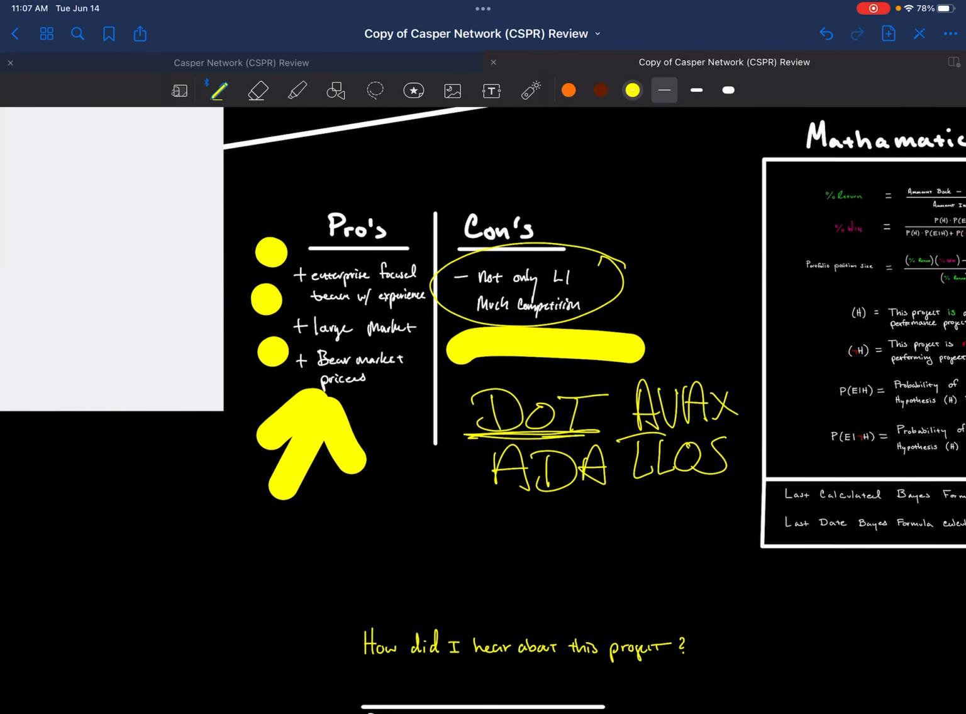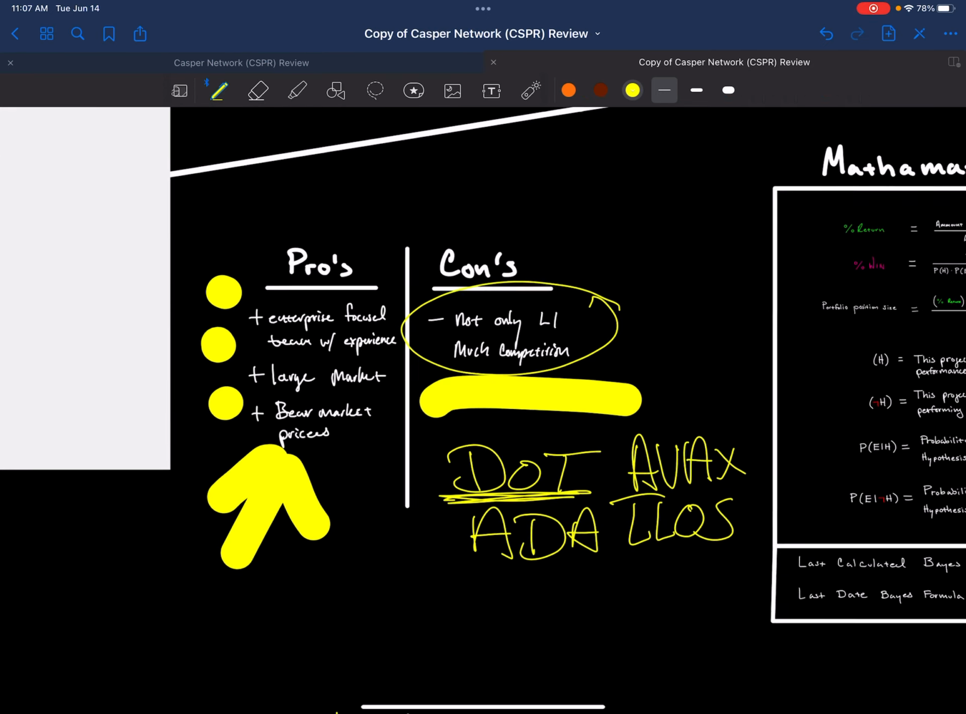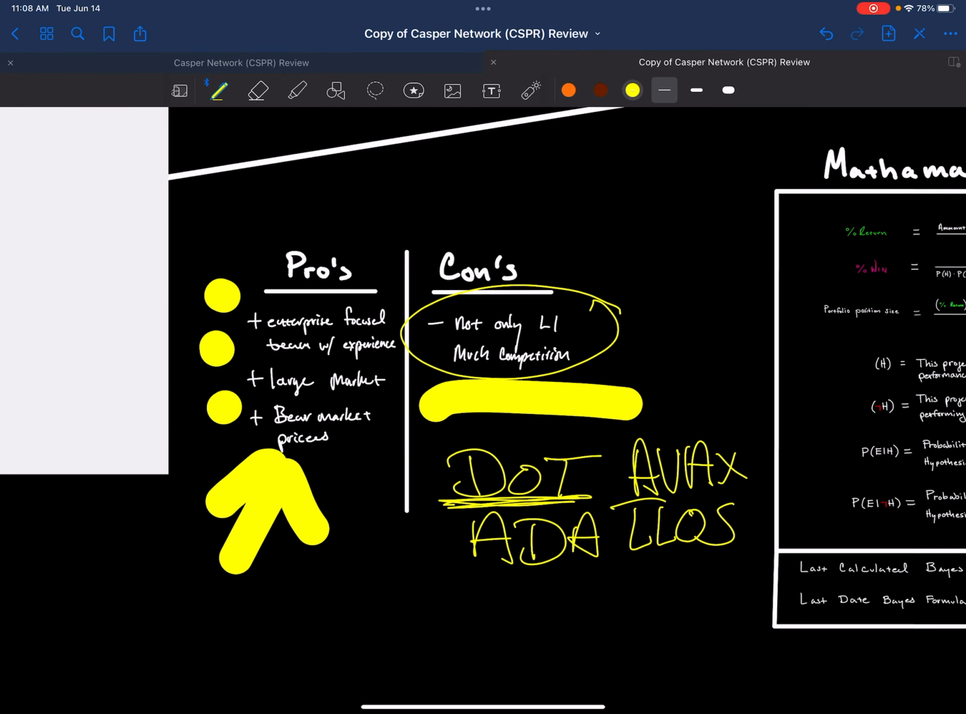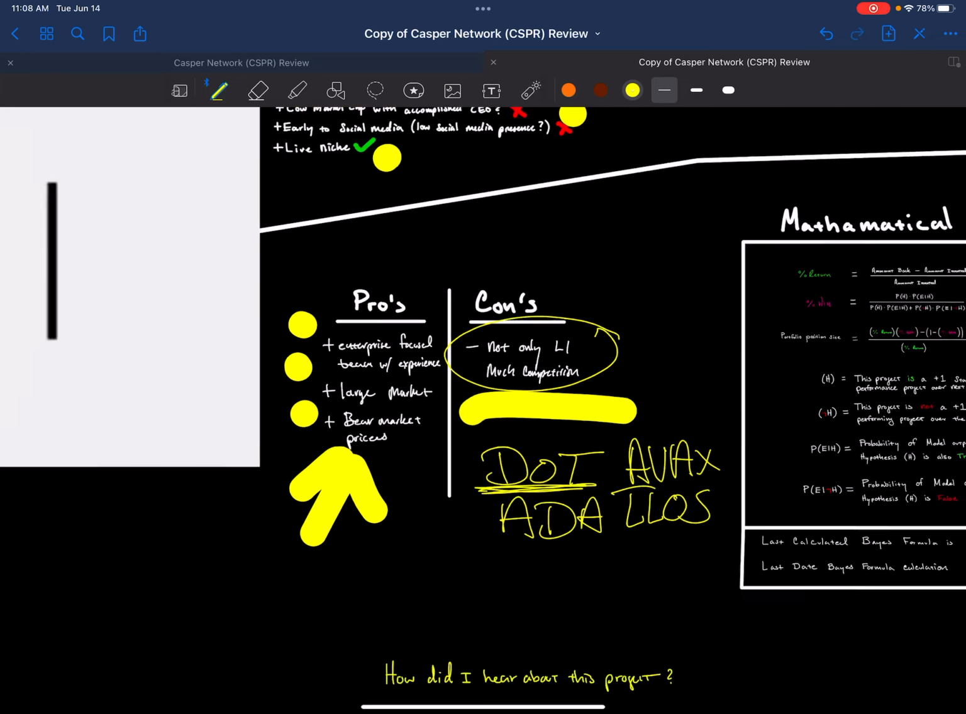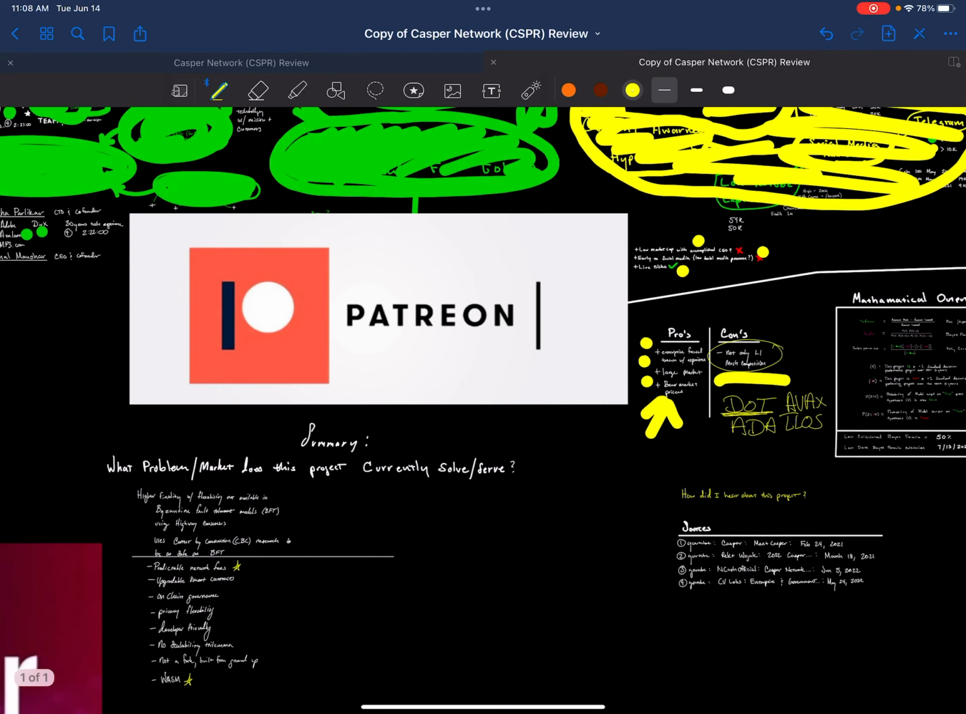Well, DOT has L1s on top of it. It is actually a layer 0. It's not like the rest of these. A lot of people don't understand that. But anyways, there's a lot of L1s, and so those environments will be competing for space. But at the same time, the market is extremely large. I think it's like 400 trillion. All right, so that is the summary of that.